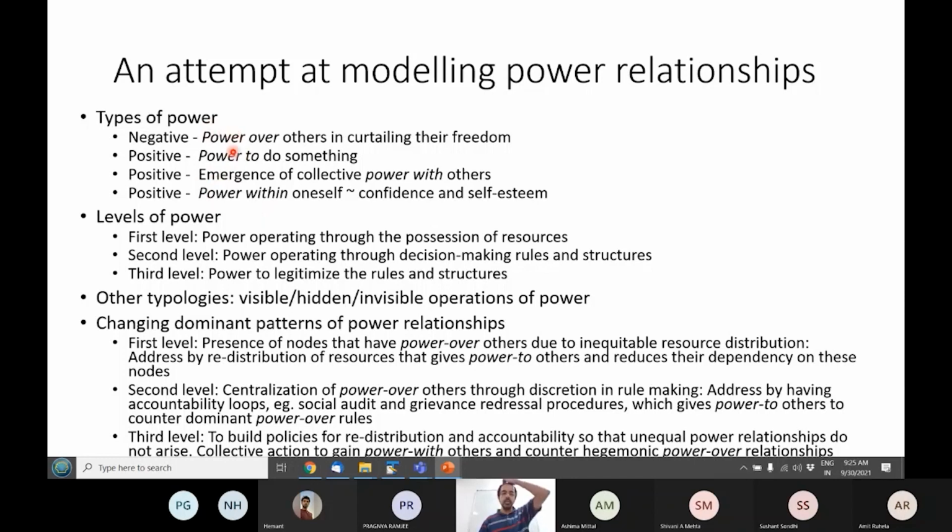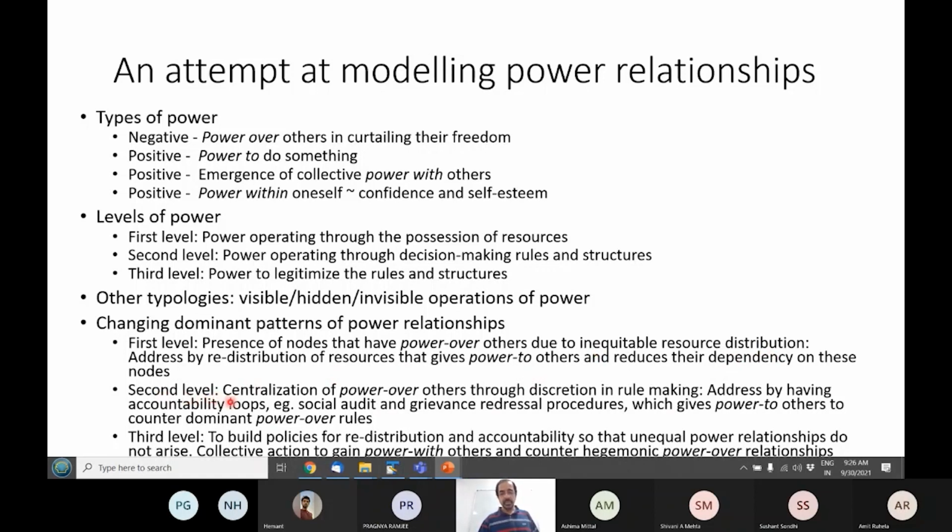So these become useful typologies to think about. Similarly, when we introduce technology, what does it do? At the first level, where you talk about resources, if you have nodes or actors that have power over others due to inequitable resource distribution, then you can address this by redistribution of resources that give power to others, which reduces the dependency on these nodes. You can think of intermediaries in Aadhaar, who gain power over others, but if you're able to redistribute the knowledge or skills to people, then you're essentially giving power to them, which will reduce the dependency on these intermediaries.